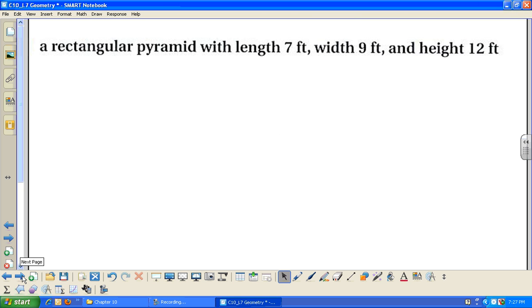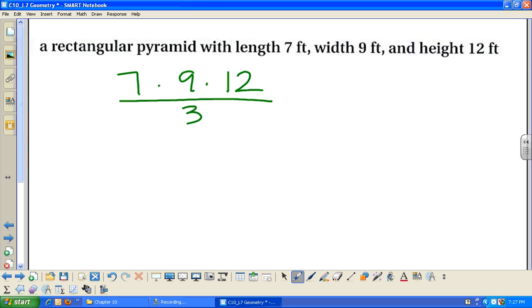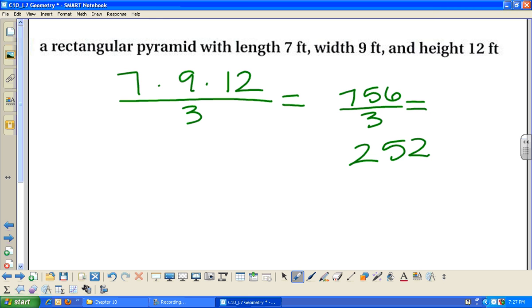So if I want to find the volume of a rectangular pyramid with length 7 feet, width 9 feet, and height 12 feet, I take 7 times 9 times 12, this whole thing divided by 3. So my base times height would be equal to 756, and then I have to divide that by 3 to get 252 feet cubed.